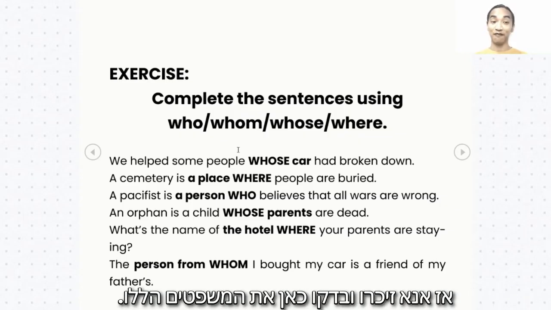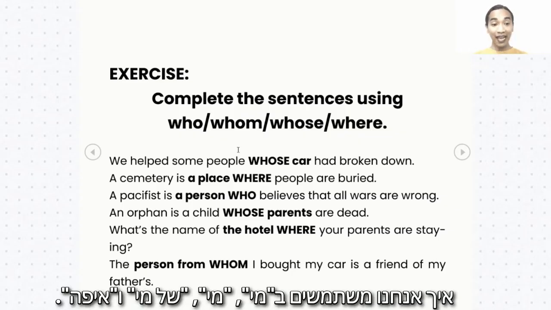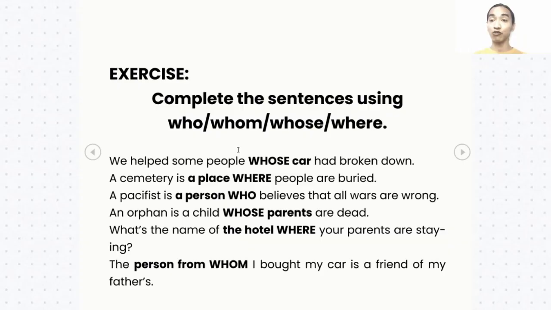So please remember and check these sentences here, how we use who, whom, whose, and where.